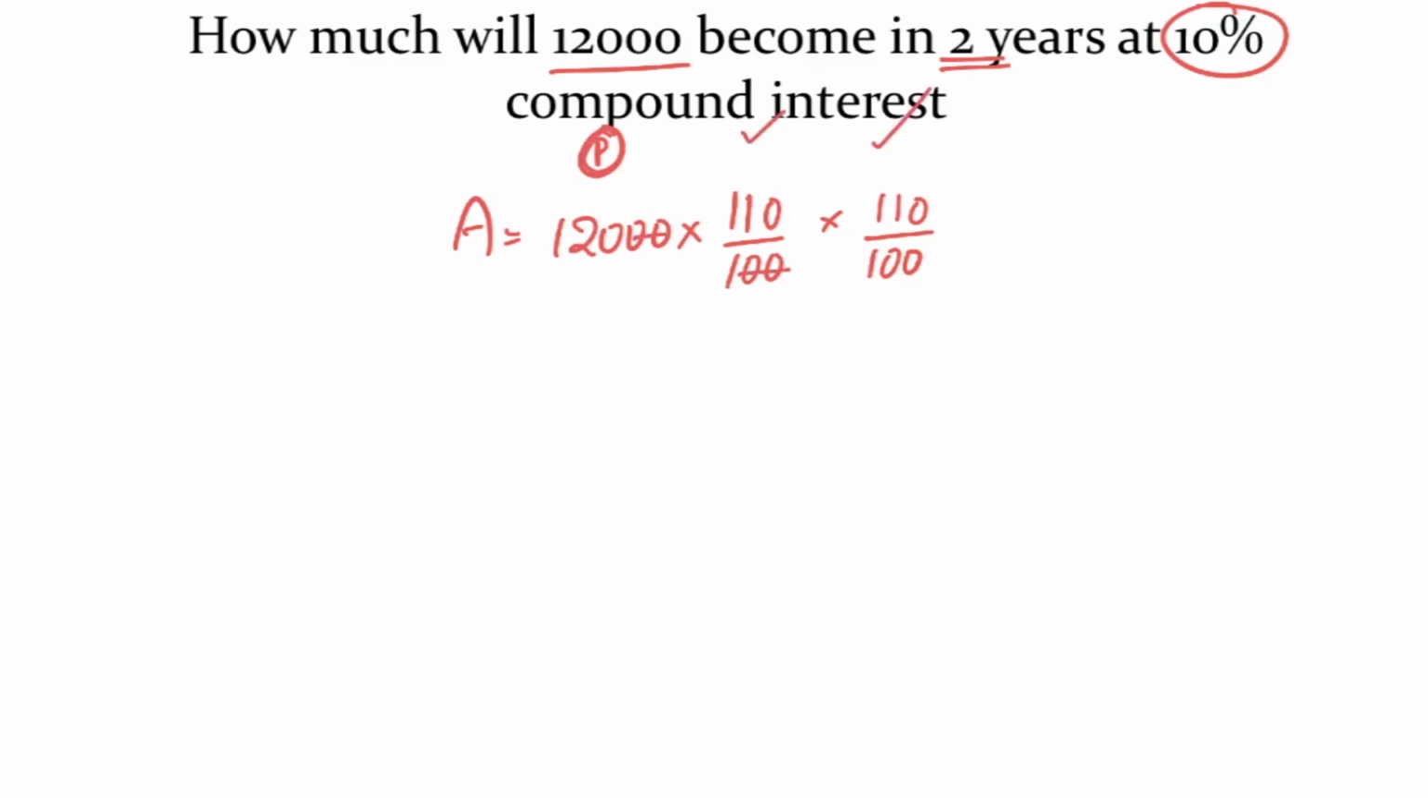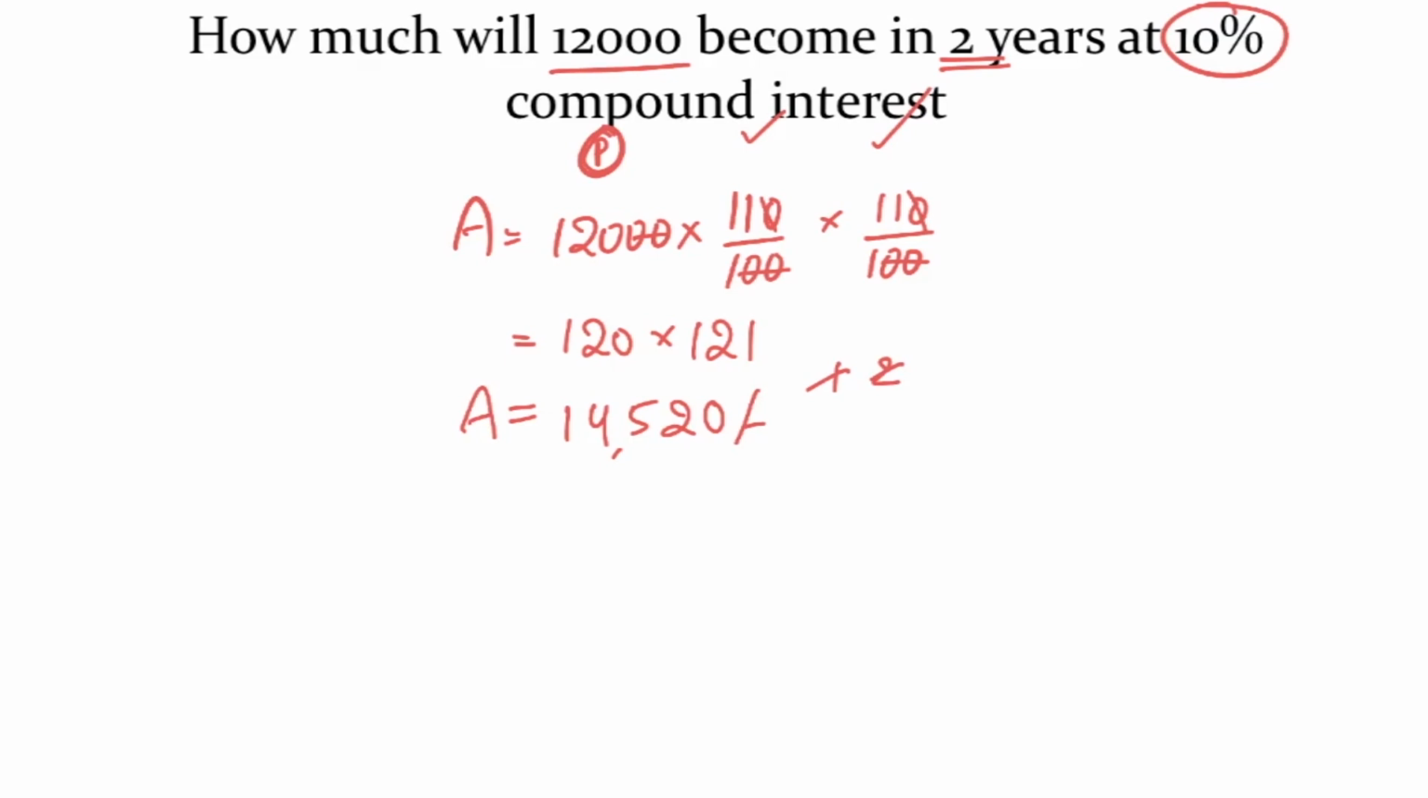2 zeros, 2 zeros cancel. 2 zeros, 2 zeros cancel. 120 into 11 into 11, 121. 12 into 1, 12. 12 into 2, 24 plus 1, 25. 12 into 1, 12 plus 2, 14. 14,520 rupees is total amount.